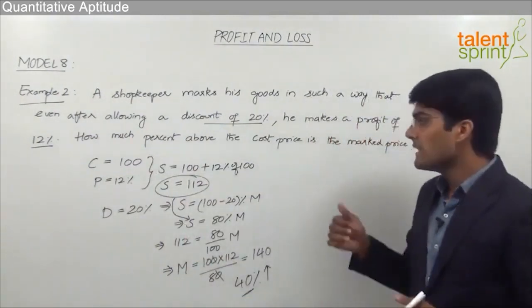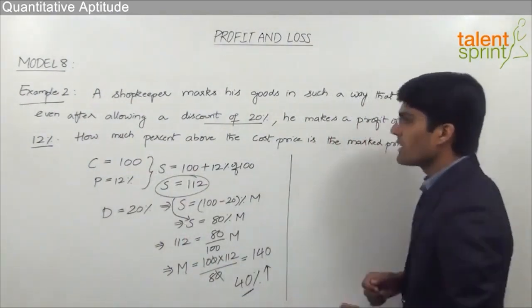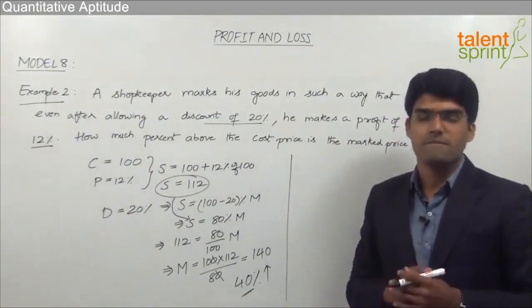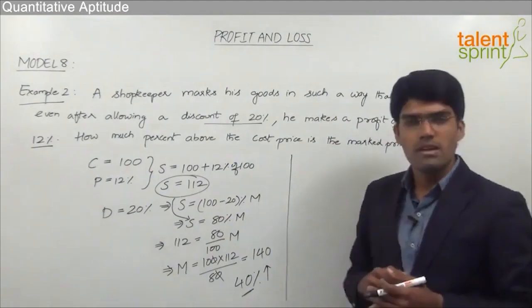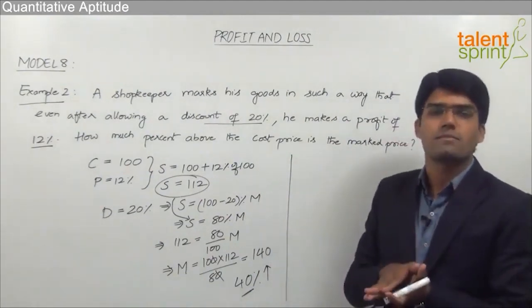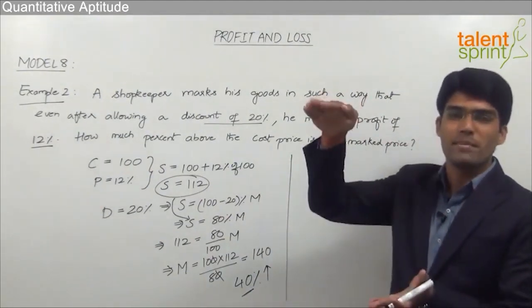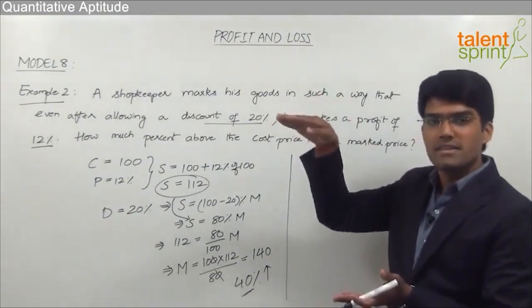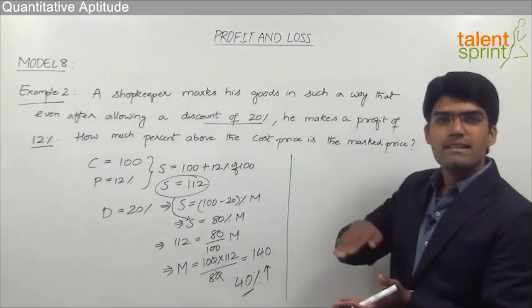Let us now look at the other way of solving this question. This question here can be solved with the concept of net or effective percentage. If you try to observe, there is something called as cost price, which has been marked up by some percentage to get the marked price. And on this marked price, we get some discount. And after that, there is some profit.